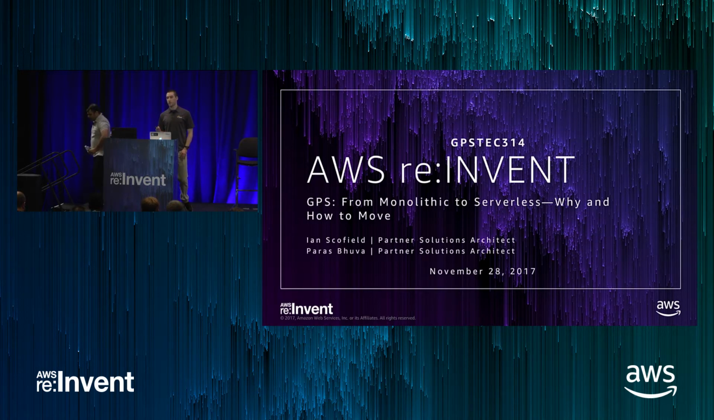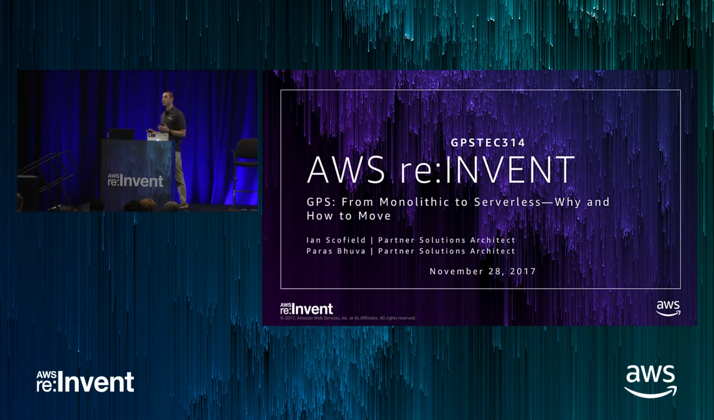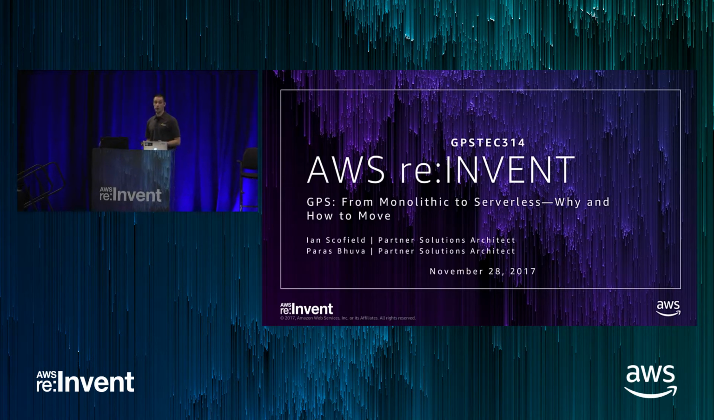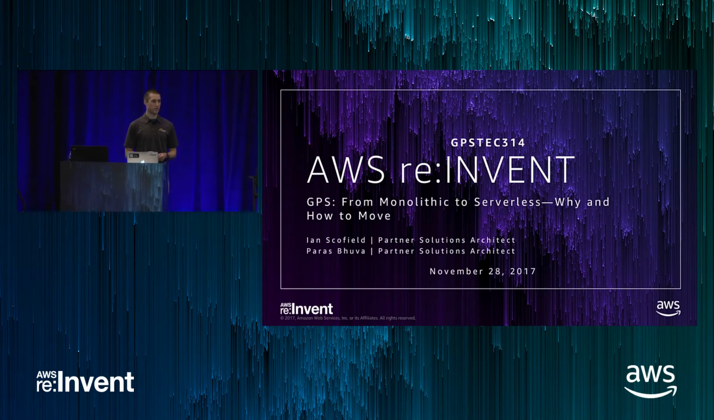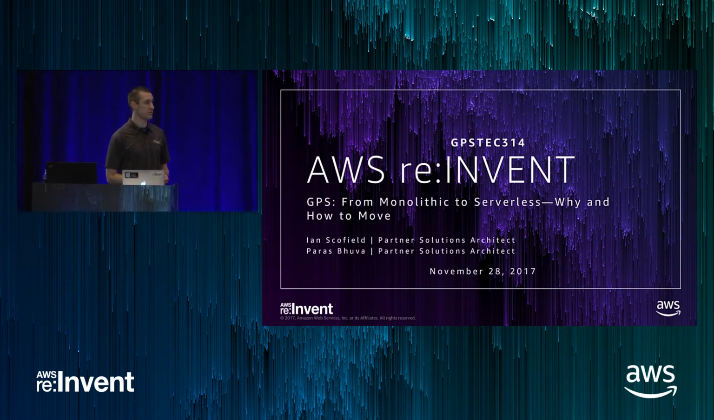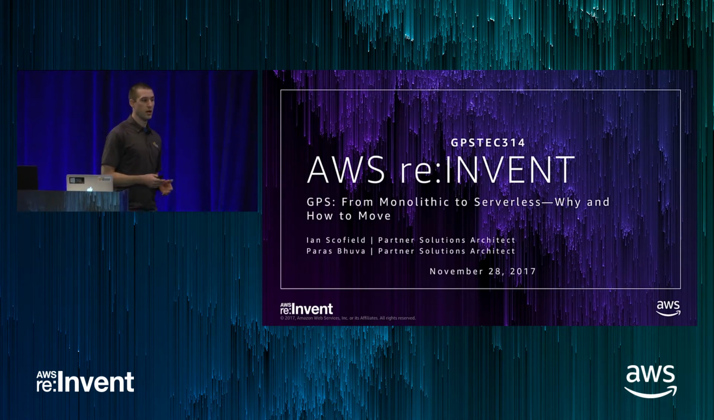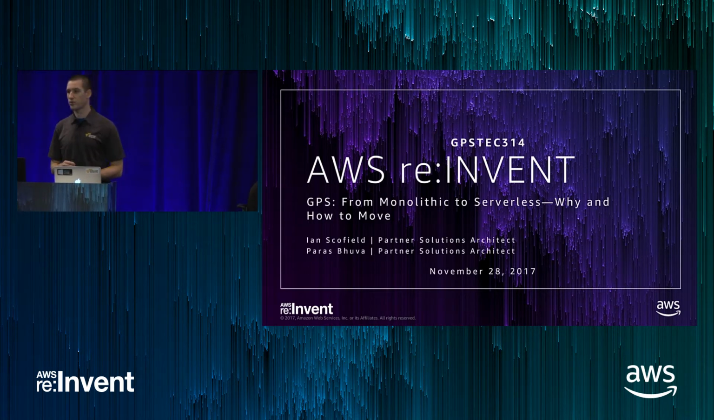We're going to start off by covering, very briefly, what is a monolithic architecture? What are some of the limitations? And why would I want to move to serverless? We'll talk about some of the benefits in a serverless architecture. And then we're going to get into what this transformation process looks like. So there's a 5-step method, and we're going to go through these steps.